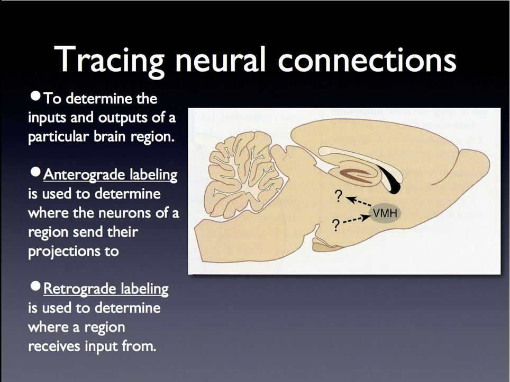Okay, welcome back to Psych 319, Chapter 2, Part 4. So I'm going to go really quickly through this last bit. We talked a lot about histology and neuroanatomy. Now I want to talk about how we trace neural connections and get some activity as well.